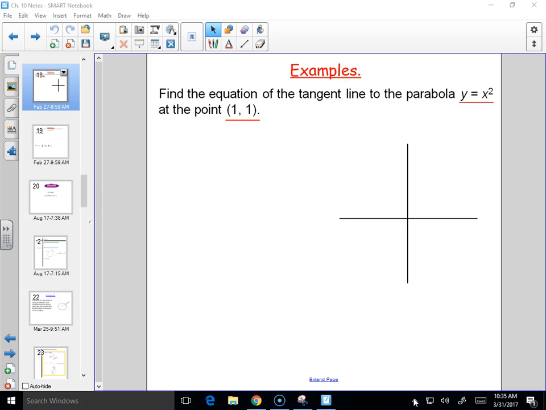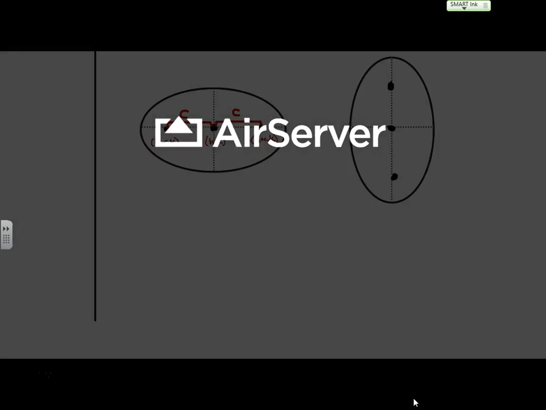Can you guys figure out how to make the foci on the vertically oriented ones? It's not the H that's changing. It's the K that's changing.